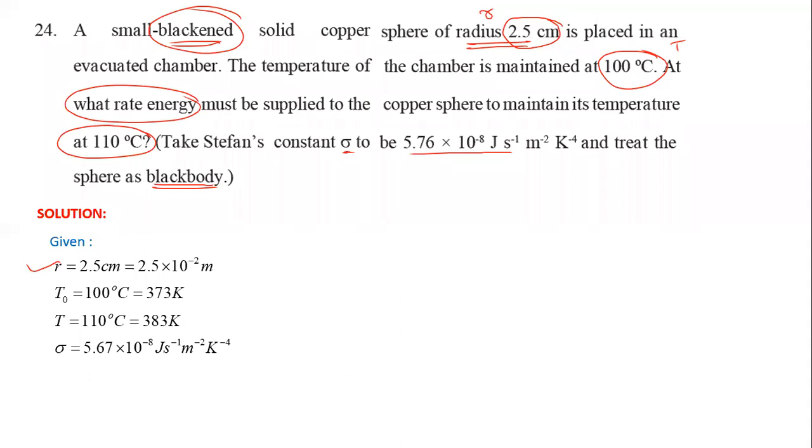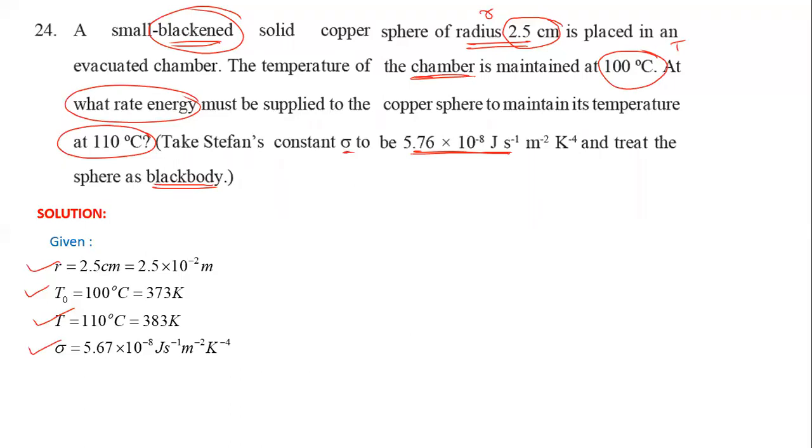Now this is the temperature of the chamber, meaning the surrounding temperature. We can take it as T0. This is the temperature of the copper sphere, the temperature of the body, that we convert into Kelvin. Next one is Stefan's constant. Obviously since Stefan's constant is given, it means that you have to use Stefan's law. So what is Stefan's law?